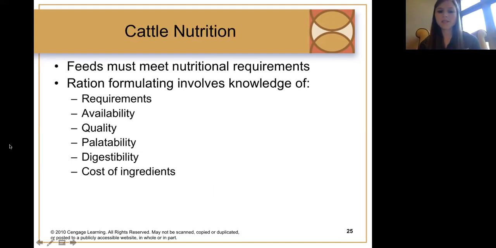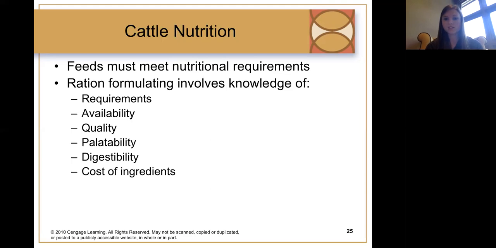Just like in any other species, the feeds must meet the nutritional requirements of the animal. So ration formulation for cattle is really important, and it involves knowledge of a lot of different things. You need to know the requirements of the animal, and requirements also depend on the stage of the animal, what your goals are, and then the availability of different nutrients, or even the availability of certain feeds. Like there might be a particular crop that you want to feed that you would have to pay to get transported somewhere. It might not be readily available in your area.